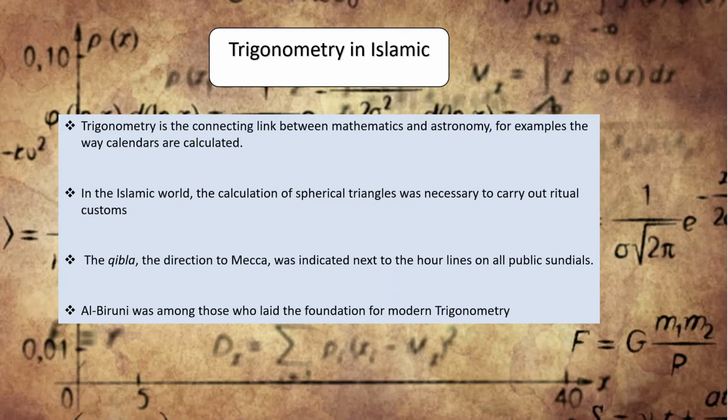Trigonometry is the connecting line between mathematics and astronomy. For example, the way calendars are calculated. In the Islamic world, the calculation of spherical triangles was necessary to carry out ritual customs, such as to find the Qibla and the direction of Mecca. Al-Biruni was among those who laid the foundation for modern trigonometry.